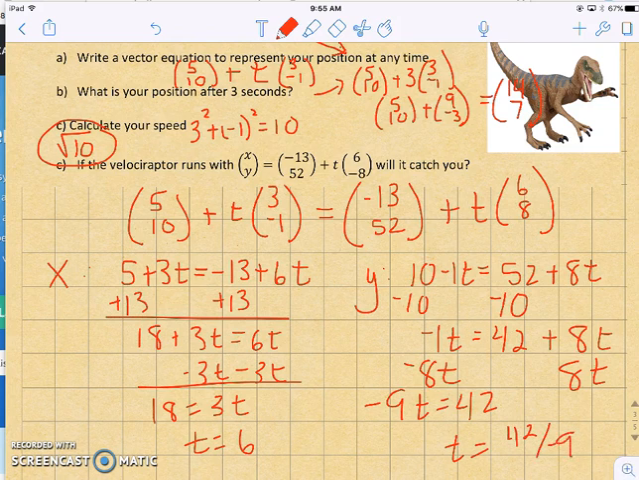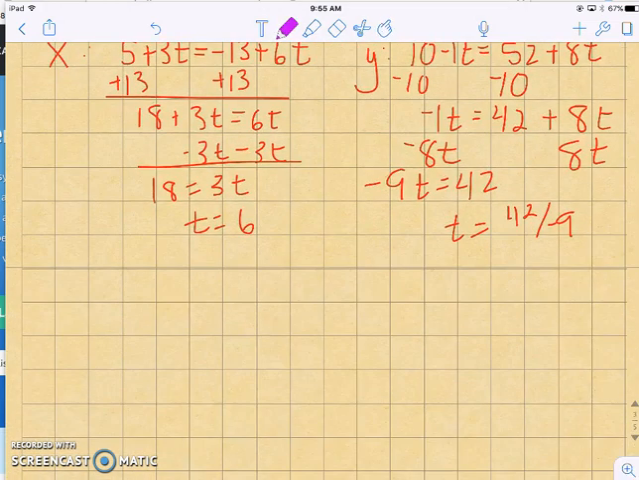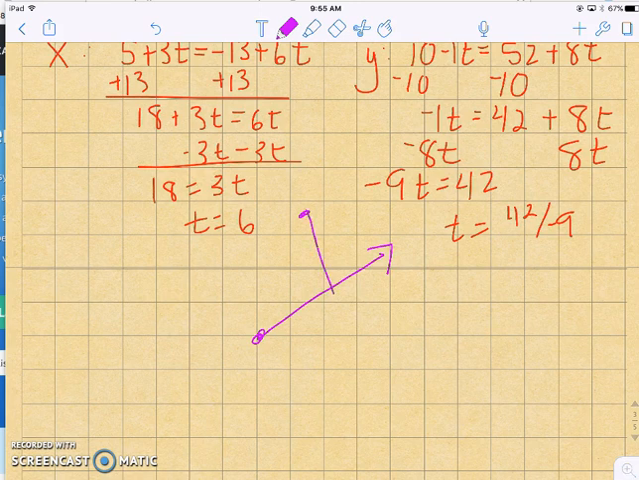So our time isn't the same, and you might be saying, well, this is different than what we did the other day. The other day we just solved for our variable and then plugged it back in. But we have to think about this. So here is, maybe you start here and your path is going this way. The velociraptor starts here and your path goes this way.